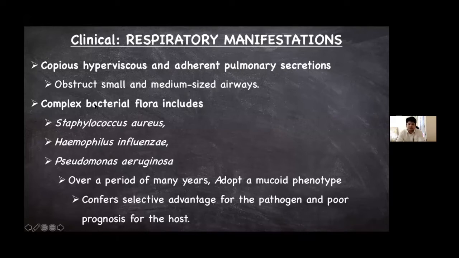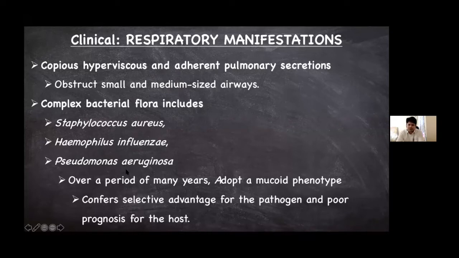They can have colonization with organisms like Staphylococcus, Haemophilus influenzae, and Pseudomonas aeruginosa. This is very commonly asked in MCQs. What are the organisms likely to colonize the airway mucosa of a cystic fibrosis patient? So these are the three, because there can be many, but these three are the main ones which are commonly asked in viva.